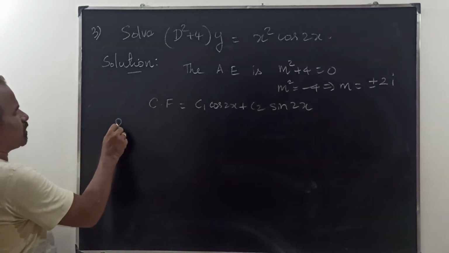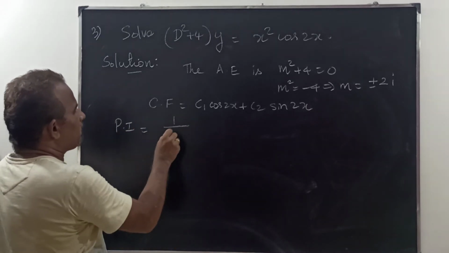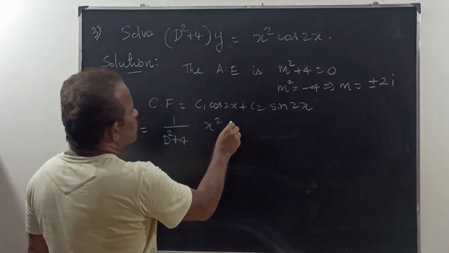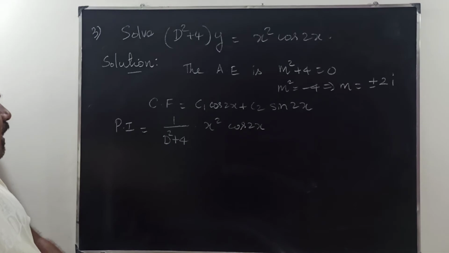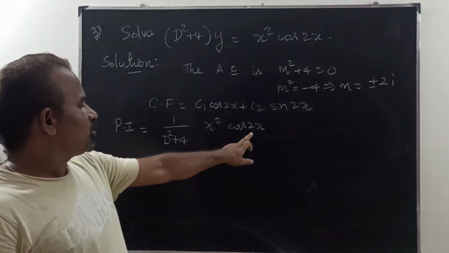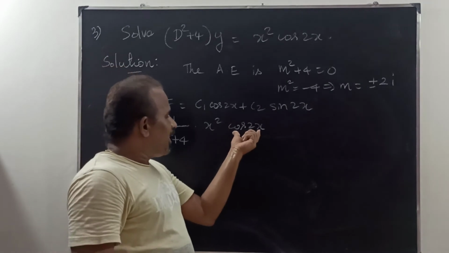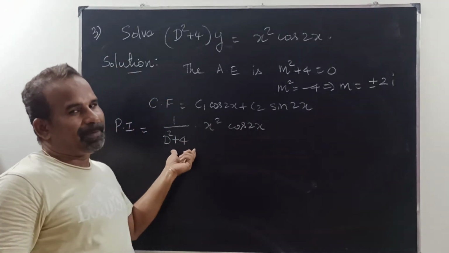Particular integral is equal to 1 by (D squared plus 4) into x squared cos 2x. Suppose here is x squared, here is cos 2x. If cos 2x comes alone, we have the formula. If x squared comes alone, we have the formula.